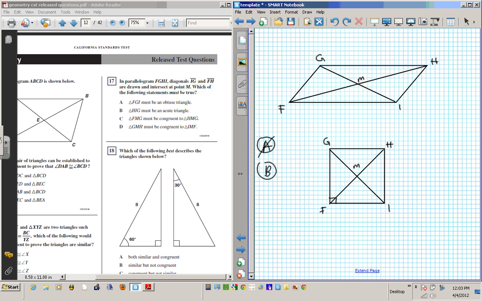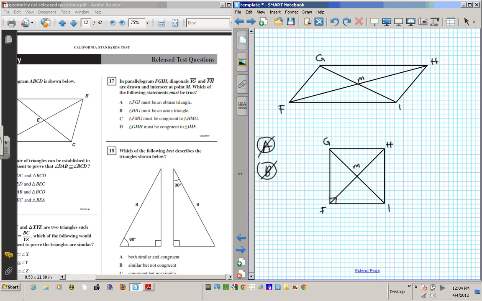Alright, B. Triangle HIG must be an acute triangle. Is it acute? HIG must be acute. Must that always be the case for this one? Look at this angle right here. This angle is not an acute angle. Okay, this angle is obtuse, so it's not always the case. Here this is a right angle, so HIG does not always have to be an acute triangle. Because if I stretch out this parallelogram some more, you're going to see how big this can possibly be. This can be really, really big, way bigger than 90 degrees, so it's not acute.